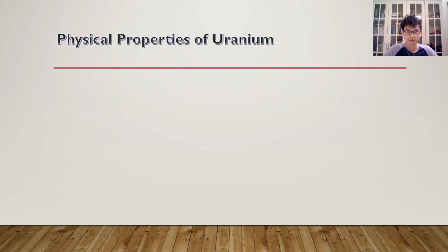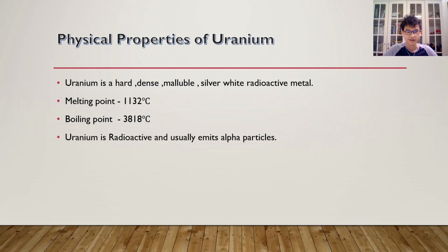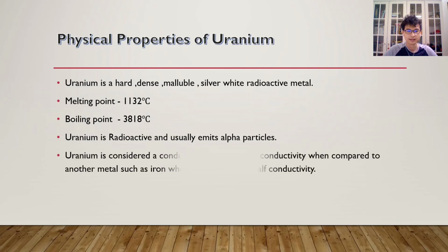Now, we are going to talk about some physical properties of uranium. First, uranium is a hard, dense, malleable, silver-white radioactive metal. It has a melting point of 1132 degrees Celsius and a boiling point of 3818 degrees Celsius. Uranium is radioactive and usually emits alpha particles, but it has also been seen emitting beta and gamma particles as well. Uranium is considered a good conductor, but it has poor conductivity when compared to another metal such as iron, having less than half the conductivity of it.